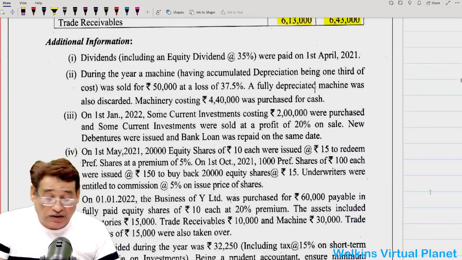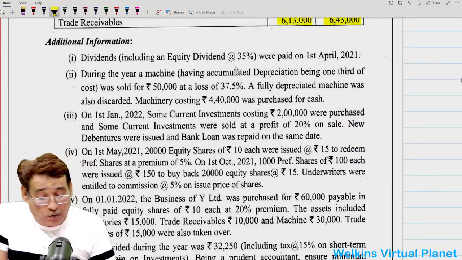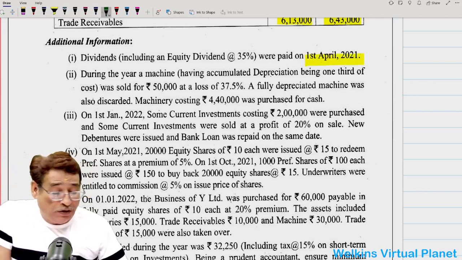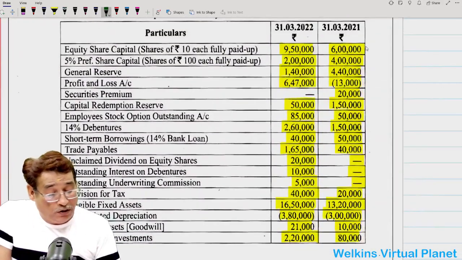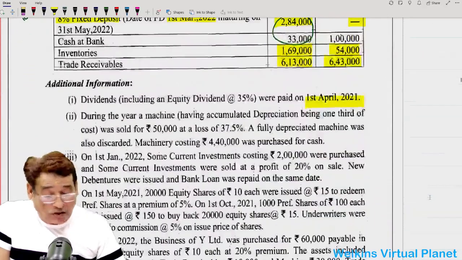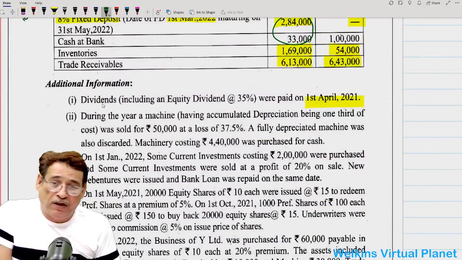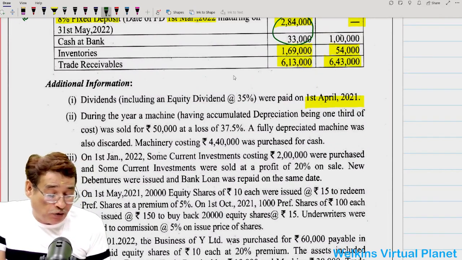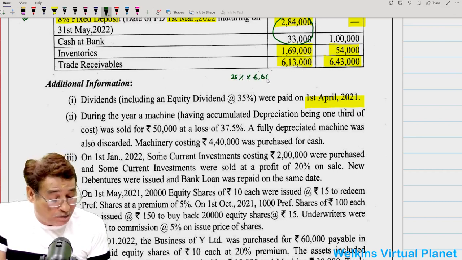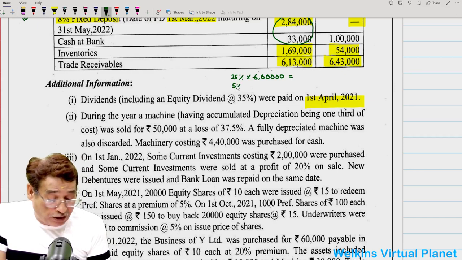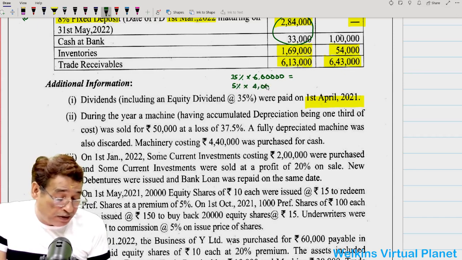The first thing which is given to you in this particular question is that dividend, including equity dividend 35%, was paid on 1st of April 2021. First of all, you need to understand that on 1st of April 2021, your total equity share capital is 6,00,000, and 5% preference share capital is 4,00,000. The question says that you have paid some dividends. Dividends means equity dividend and preference dividend. Now the question says that the equity dividend which you have paid is equal to 35%. So 35% of equity share capital, the opening balance of 6,00,000, is the dividend you must have paid on equity shares, and 5% on preference share capital in the beginning of 4,00,000.